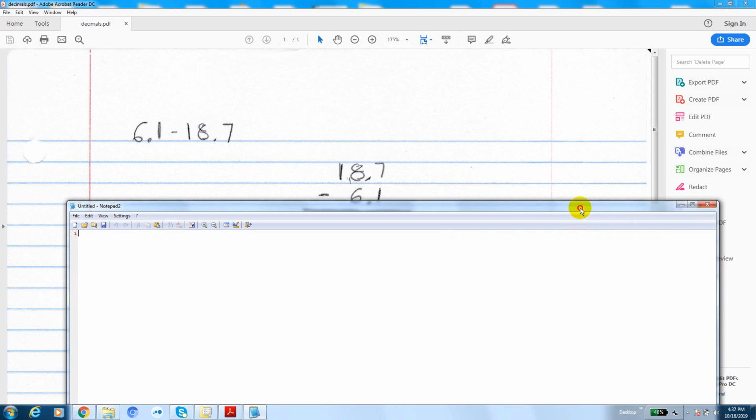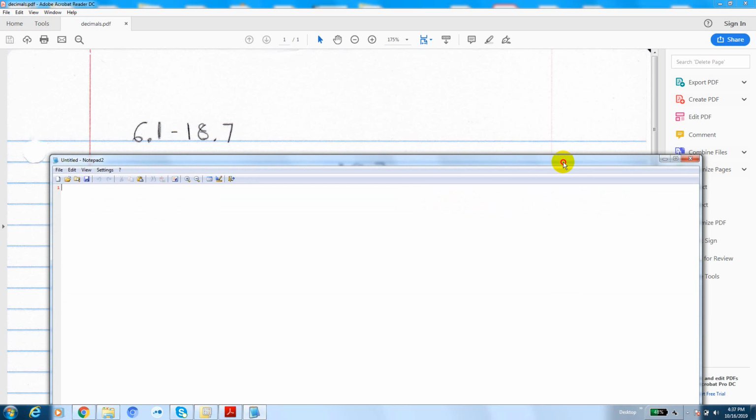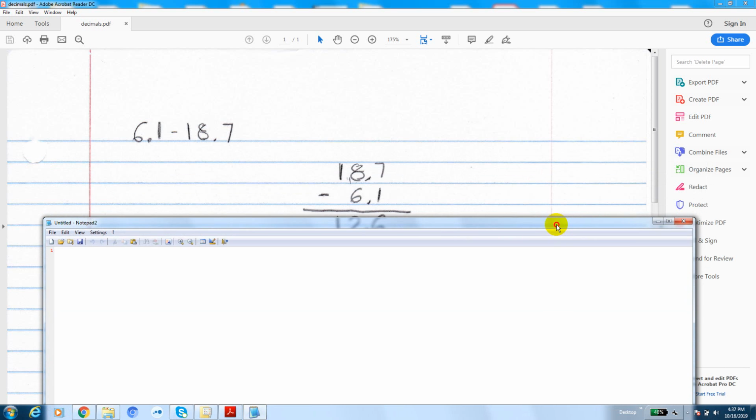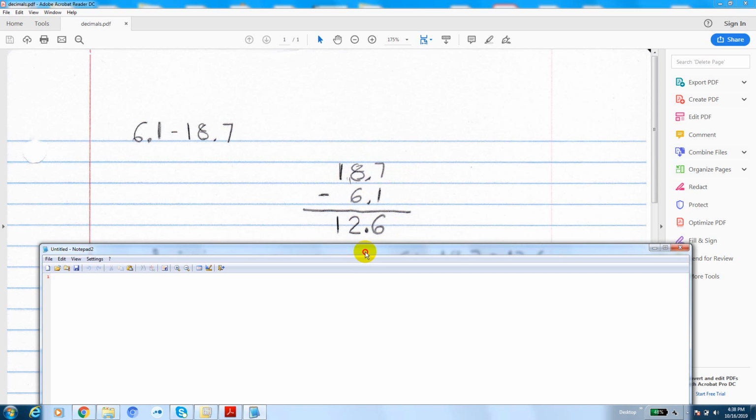Addition and subtraction are basically the same when you're dealing with decimals. Here you have 6.1 minus 18.7. One is positive, one is negative, so you take the difference between the two. The key to decimal addition and subtraction is to line everything up really neatly, with the decimal points right on top of each other. Once you do that, you just ignore the decimal, carry it down, and do the math the regular way.